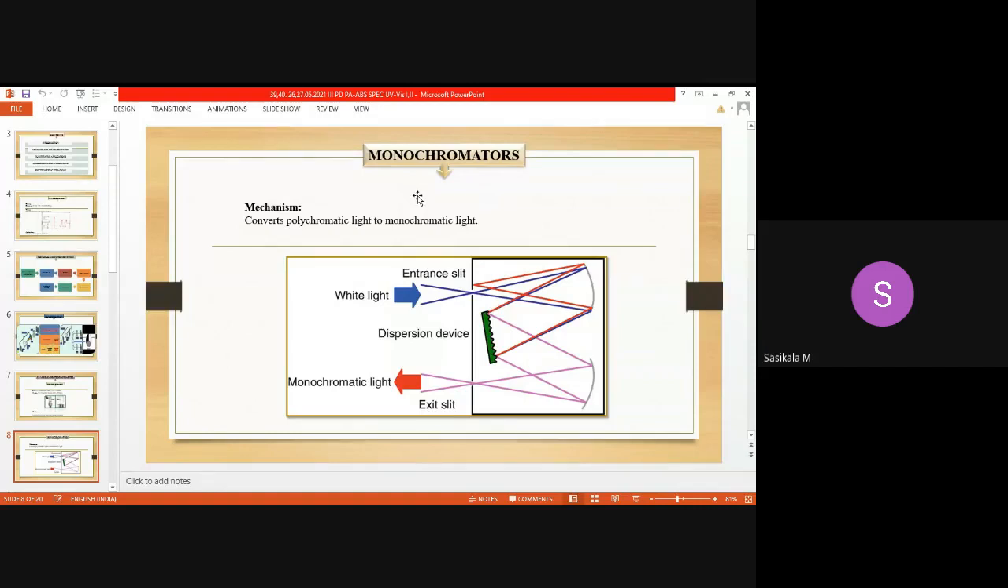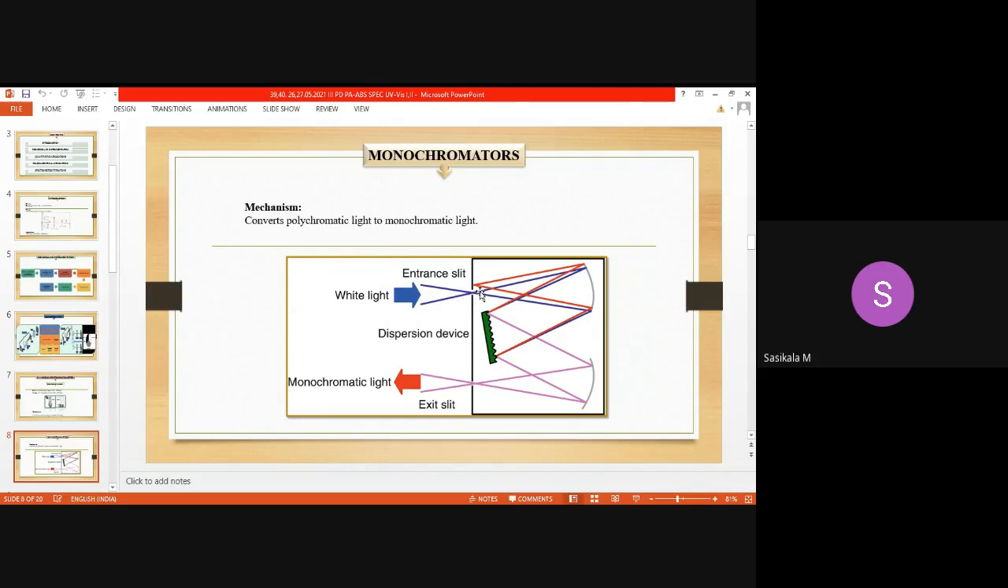The mechanism of monochromators is that they convert polychromatic light to monochromatic light. Polychromatic means mixed with many radiations. That is converted by means of monochromators to a segregated, separated, single wavelength radiation. See, the white light in the picture represents polychromatic light, which may comprise all interfering radiations.